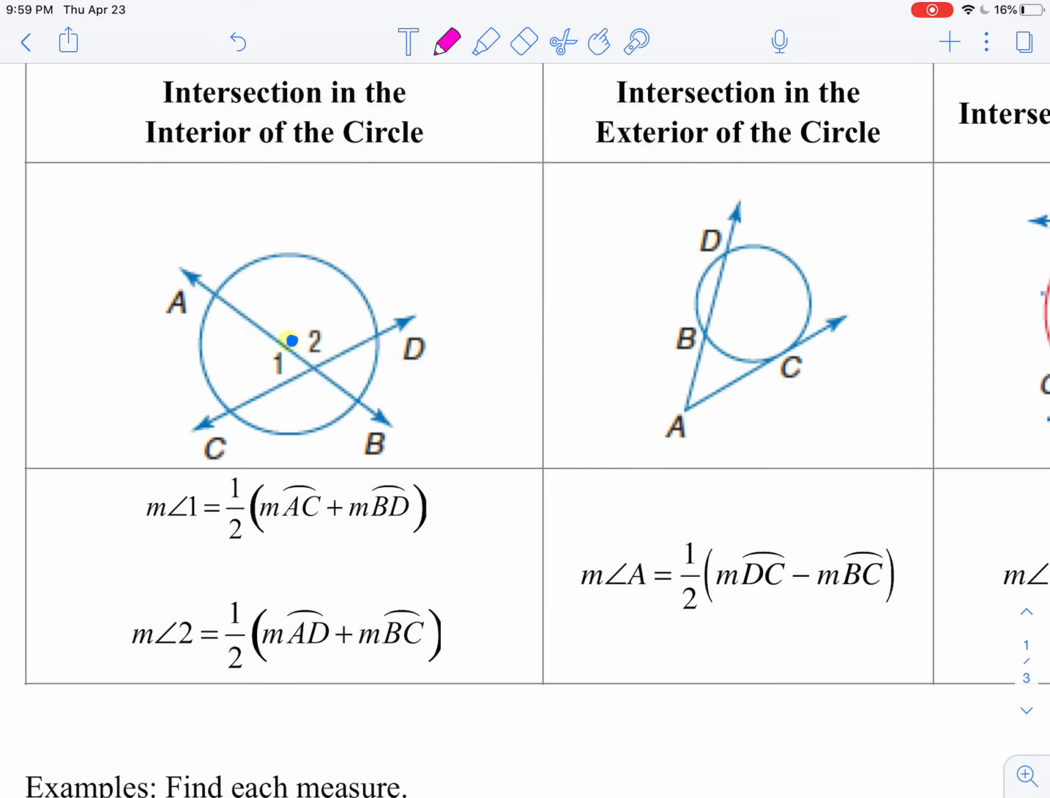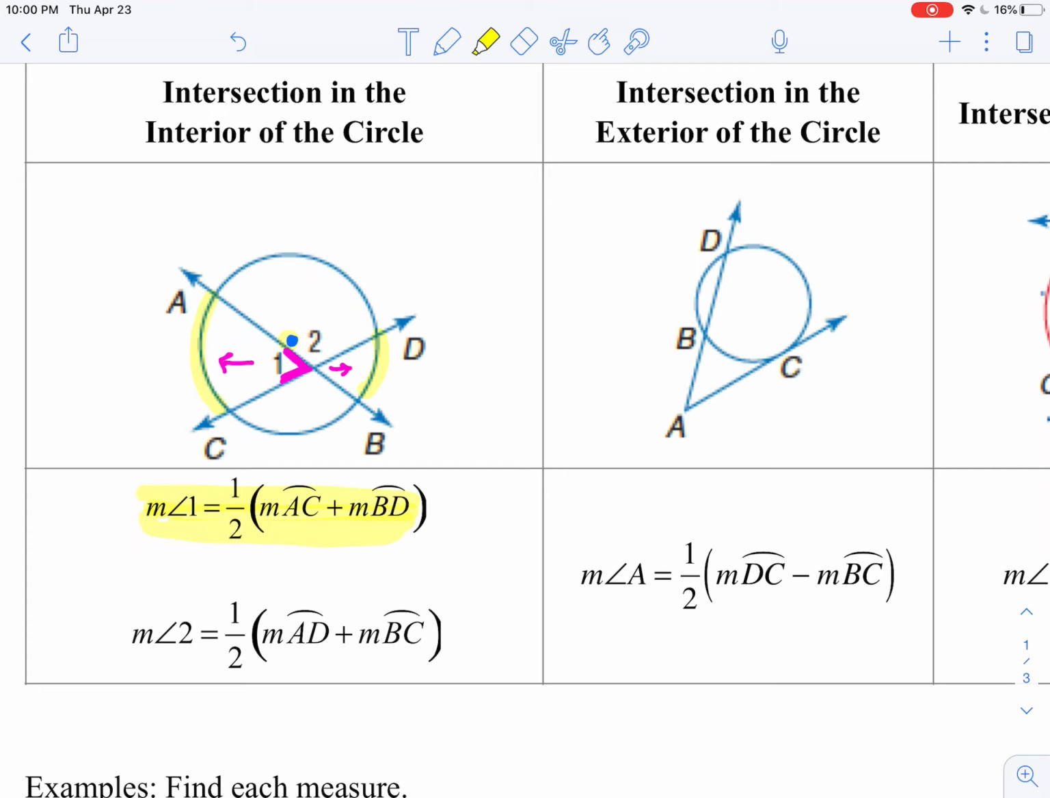When two secants intersect inside of a circle, in order to find the measure of an angle created by them, let's say angle 1 in this picture, we're going to look at the two arcs opposite the angle. Inside of a circle, we average the measures of those two arcs, meaning we add their measures, divide by 2. So here we can see angle 1 has a measure equal to arc AC plus arc BD divided by 2.